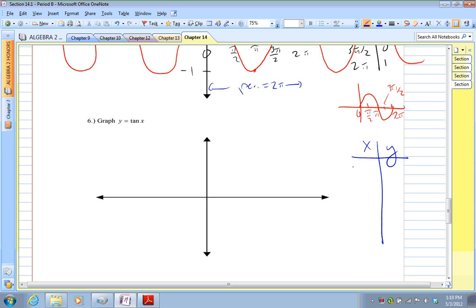So here's what I'm going to do. I'm actually going to choose different values to plug in for x. And you'll see why I'm choosing these values.